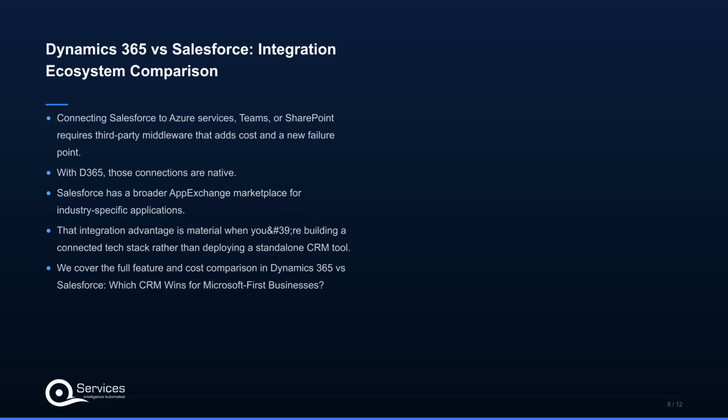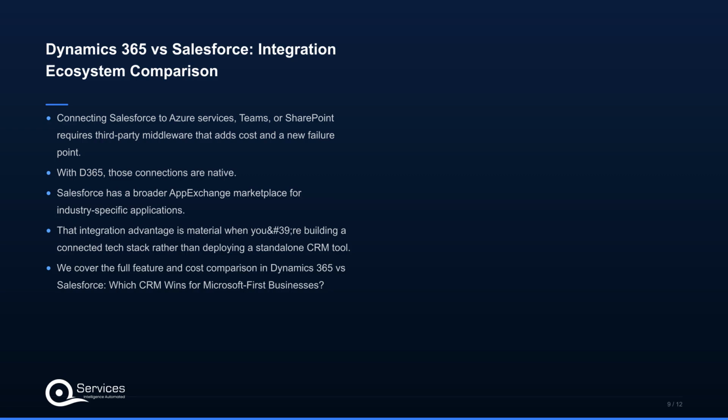Next up, moving on to Dynamics 365 versus Salesforce, integration ecosystem comparison. For organizations deciding between platforms, Dynamics 365 versus Salesforce is often determined by the existing tech stack, not the CRM feature set alone. If your organization already runs Azure, Microsoft 365, Teams, and Power Platform, the integration effort required for D365 is dramatically lower than Salesforce. Connecting Salesforce to Azure services, Teams, or SharePoint requires third-party middleware that adds cost and a new failure point. With D365, those connections are native.